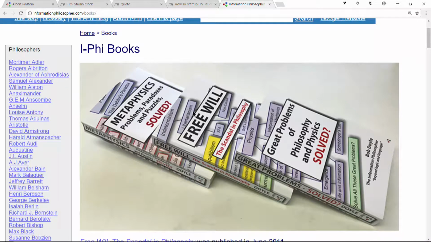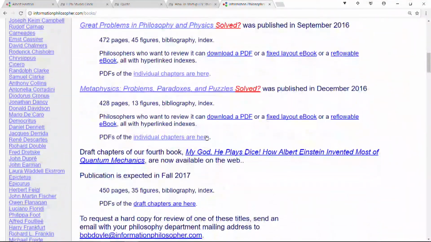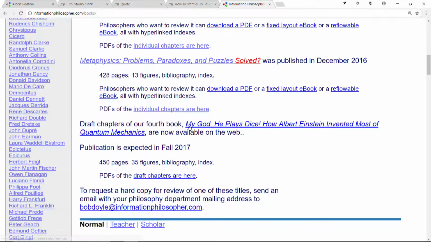Basically, the three books that are complete are Free Will from 2011, my book on the great problems of philosophy and physics, and a bit on biology and psychology that I published late last year, and Metaphysics, which came out in December of last year. The one I want to focus on right now is a book I've written on Albert Einstein. Here it is. Let's click on that link.